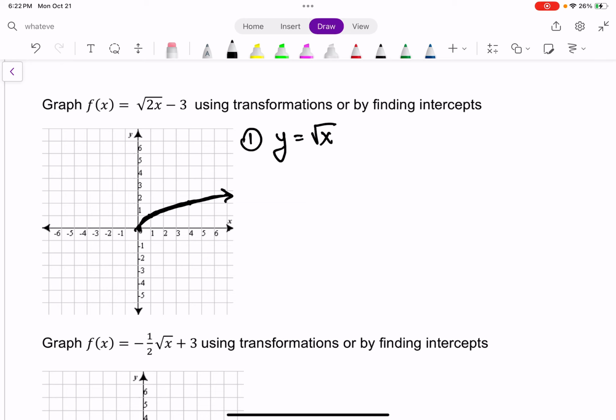Now, the next transformation I want to worry about is the x transformation. So I have the square root of 2 times x. Now, if you remember what that does, whenever there's an x transformation, we do the exact opposite. So instead of multiplying all the x values by 2, we divide all x coordinates by 2.